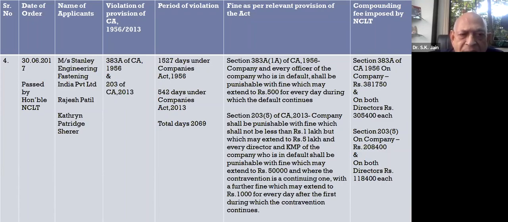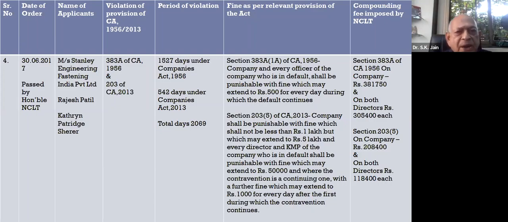Company secretary, the company was required to appoint company secretary. The violation continued even when Companies Act 2013 was enacted. So it was a continuing offence committed under erstwhile Act 1956 and the new Companies Act 2013. So what is the period of violation?